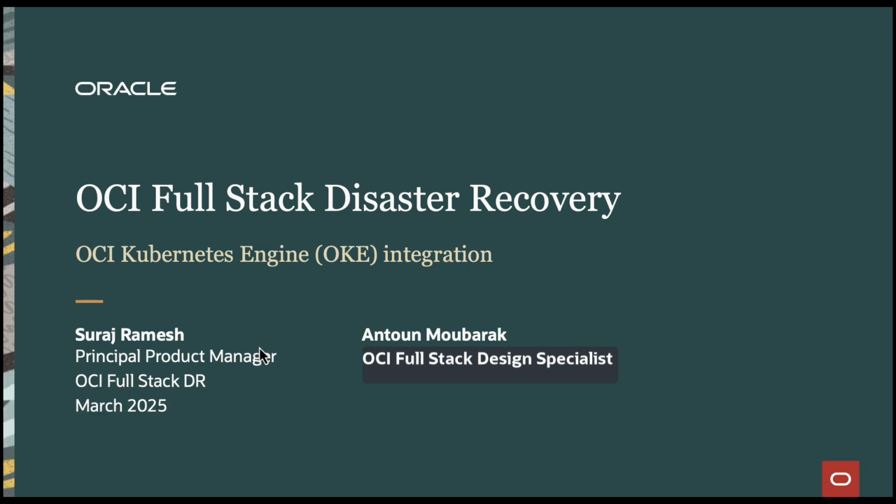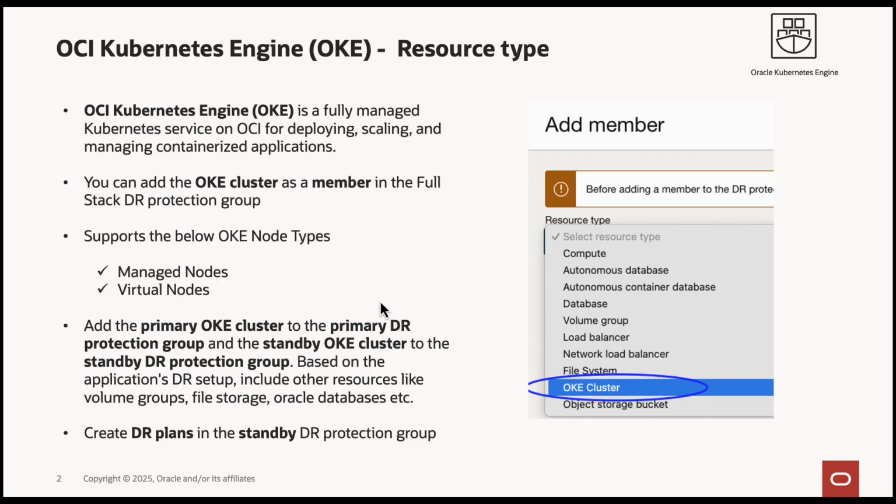In this video, we will provide a quick overview of the OCI OKE integration with Full Stack DR, followed by a detailed demo. OCI Kubernetes Engine is a fully managed Kubernetes service on OCI for developing, scaling, and managing containerized applications. With this new feature, you can add the OKE clusters as a member in the Full Stack DR protection group. OKE supports multiple node types, such as managed nodes and virtual nodes. Full Stack DR supports these node types.